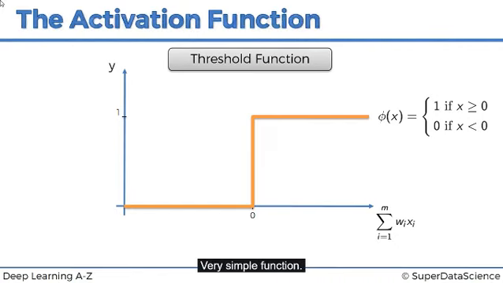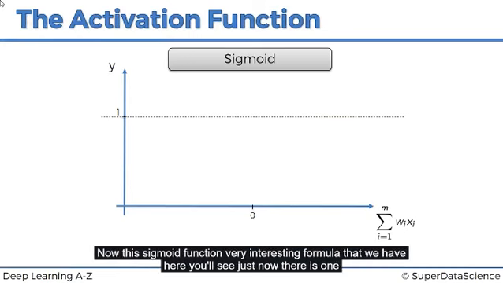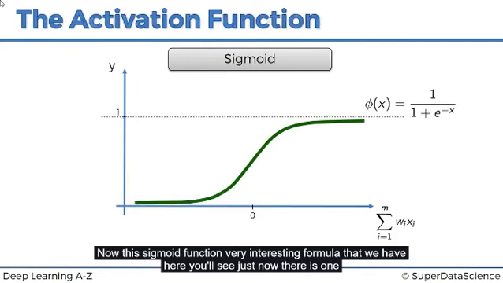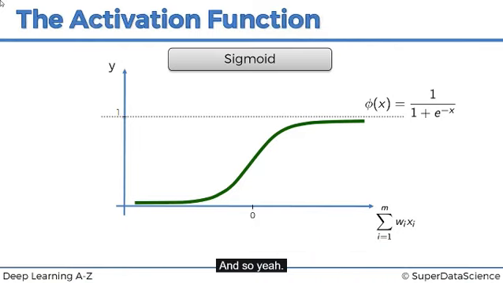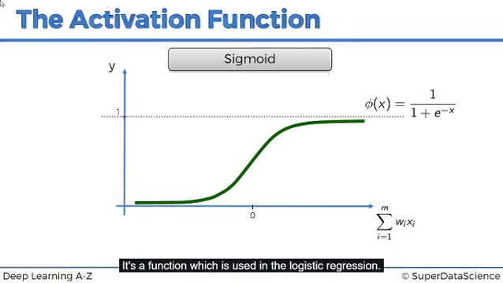Very simple function. Let's move on to something a bit more complex now. The sigmoid function, a very interesting formula. There it is: 1 divided by 1 plus e to the power of minus x, where x is the value of the weighted sum. And so this is what the sigmoid looks like. It's a function which is used in logistic regression, if you recall from the machine learning course.